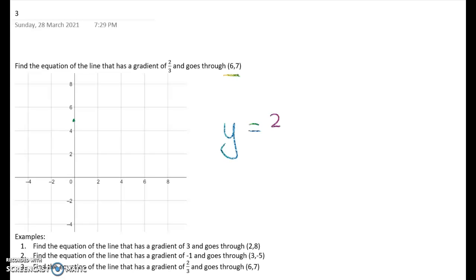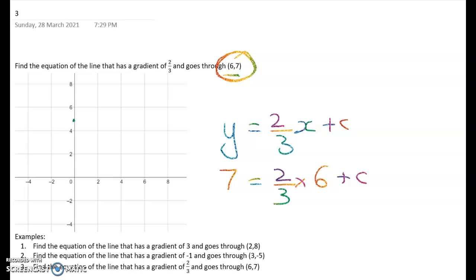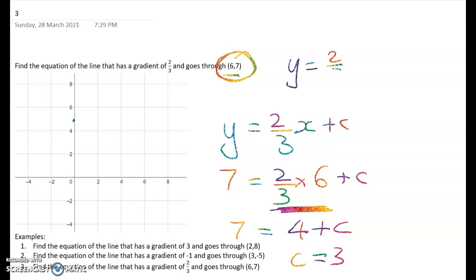So y is equal to 2/3 of x plus c, and I'm going to substitute this in. So the y number is 7, and the x number is 6. So 7 is equal to 2/3 of 6 plus c. Now, 2/3 of 6: 1/3 of 6 is 2, so 2/3 of 6 is 4. So 7 is equal to 4 plus c. C equals 3. So our final equation is y is equal to 2/3 x plus 3.